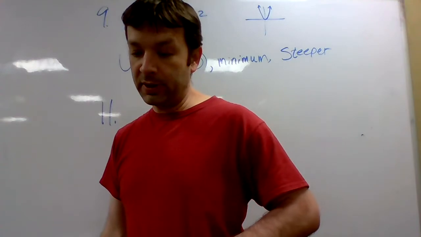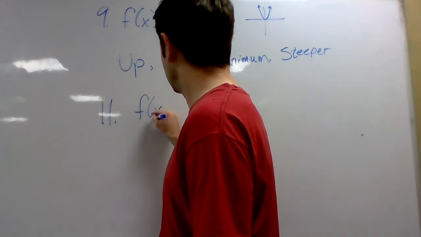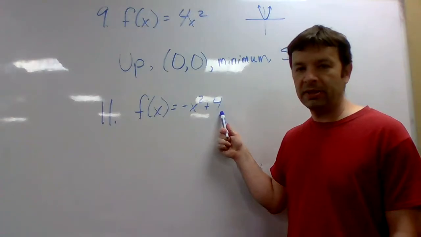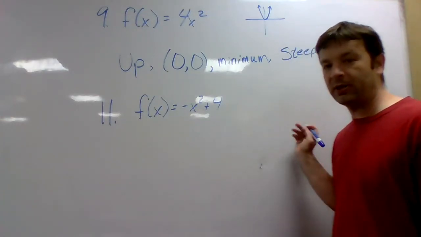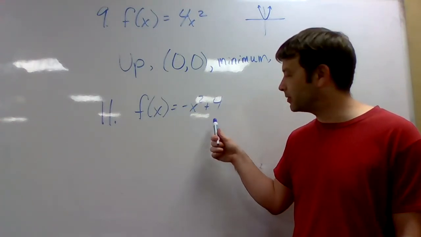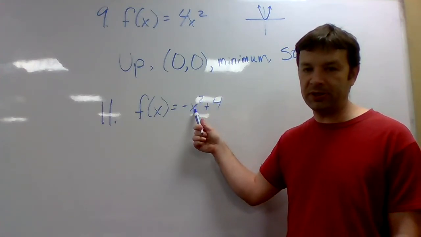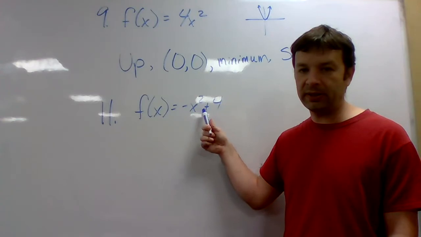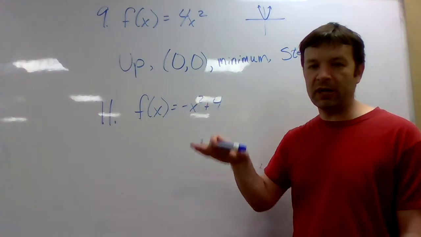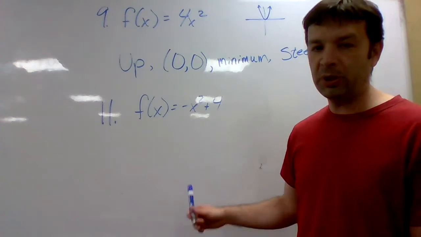Okay, number 11 says f of x equals negative x squared plus 4. All right, this plus 4 goes back to what I was talking about from chapters long ago, a couple months ago. When you put a plus 4 out here, it's not in the parentheses with this x. It's not directly on the x. The plus 4 out here, or if it's a minus 4, it moves the graph up and down. The plus 4 moves the graph up 4. Okay, and that's going to be important.